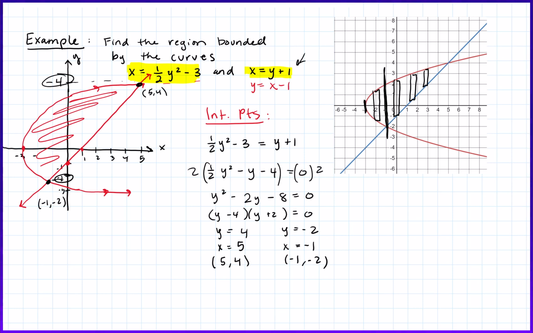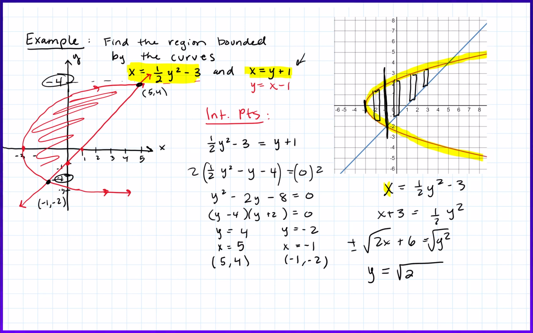Let me grab my highlighter. We'd have to split this parabola up into 2 pieces, because remember, x was equal to 1/2 y squared minus 3. So if I wanted to solve for y, I would have to get 2x plus 6 equals y squared. I'd have to take the square root, which gives me 2 functions. So y is the positive square root of 2x plus 6, and y is the negative square root of 2x plus 6, right? We have 2 functions.